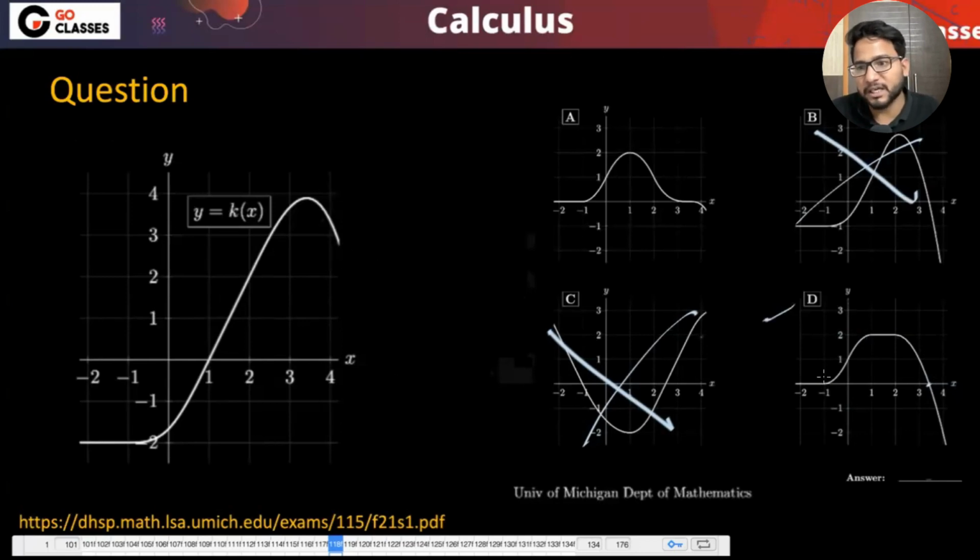And then after that, it is decreasing. Then the f dash x should be less than 0. Okay? So that's why D is the correct answer. I think none of you have given the correct answer. This is very much surprising.